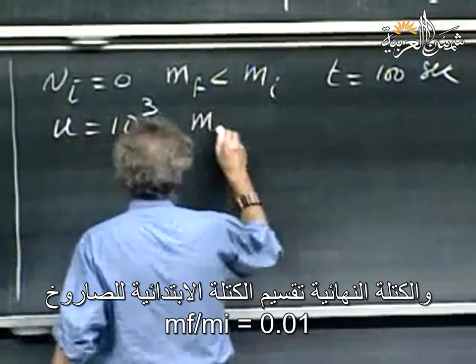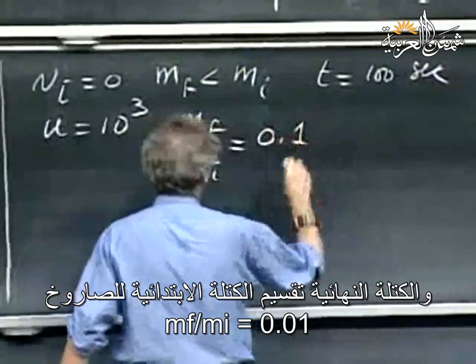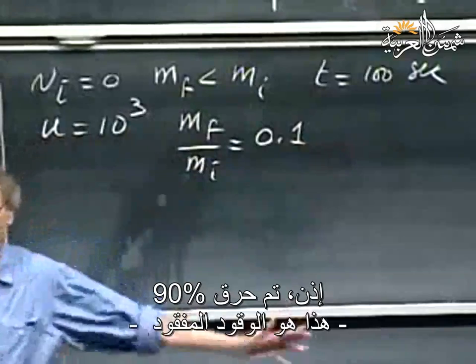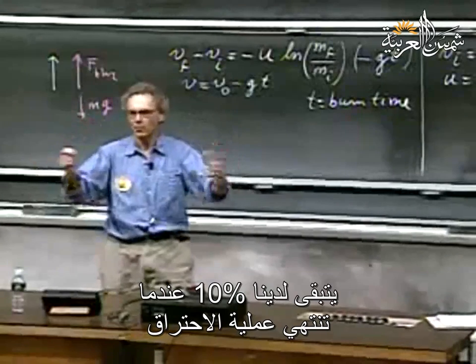And the final mass divided by the initial mass of the rocket is 0.1. So 90% was burned away, the fuel that is gone. You have only 10% left when the burn is over.